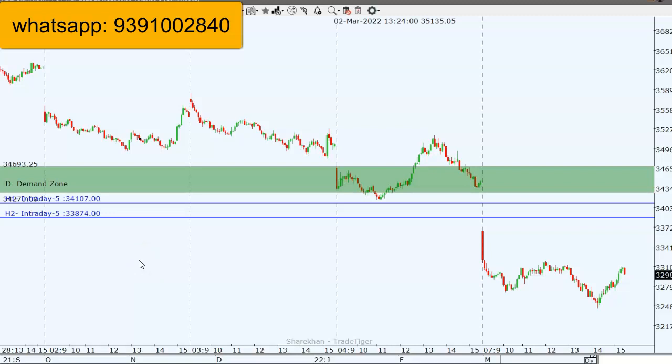From tomorrow onwards, we'll see the short straddle every day, how much profit we are making, and how we have to trade the short straddle on an intraday basis.